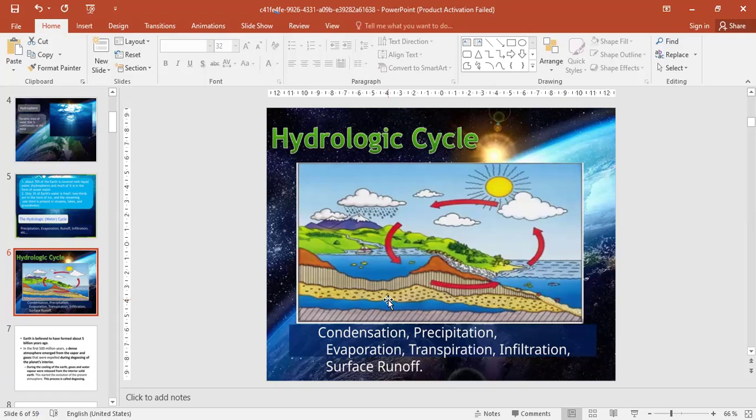Condensation is when the water goes back to the atmosphere, it gets condensed, then it falls back as rainfall through the process called precipitation. So those are the very important terms that you need to know.